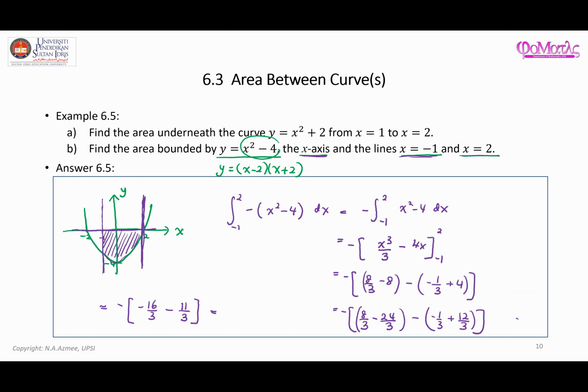Next we will get the result as negative 16 plus negative 11, which is negative 27. So negative 27 over 3 is negative 9. With the negative outside, the answer is going to be equal to positive 9. All right, that's all for now. Thank you very much, and I'll see you in the next video.